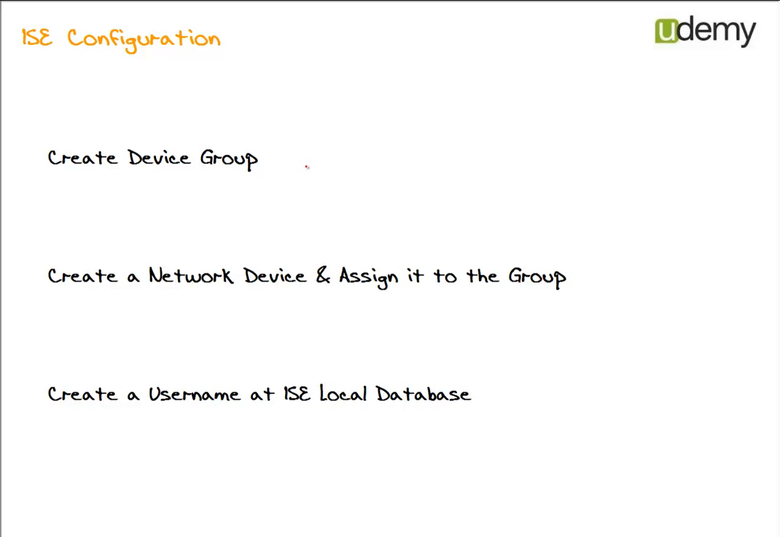ISE configuration. For basic configuration of ISE for port-based authentication, there are 3 steps. First of all, we have to create a device group. After that, a network device and assign it to the group which is defined in the previous step. And finally, create a username in the ISE local database.